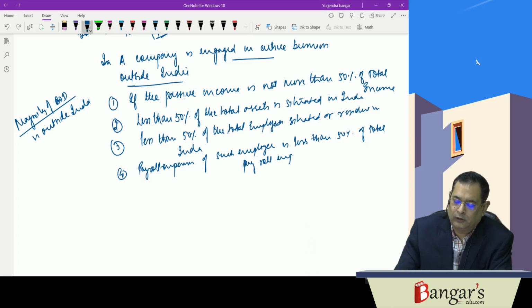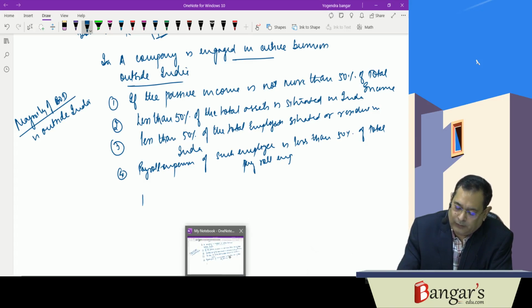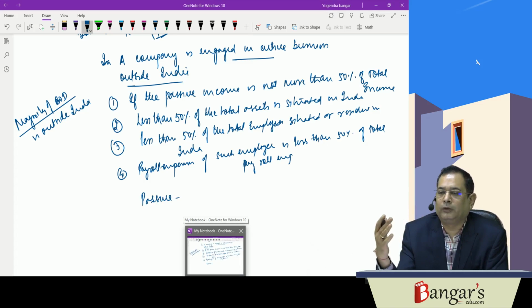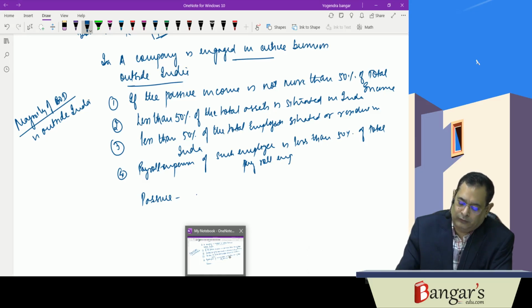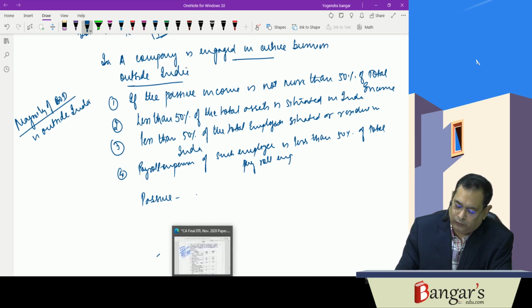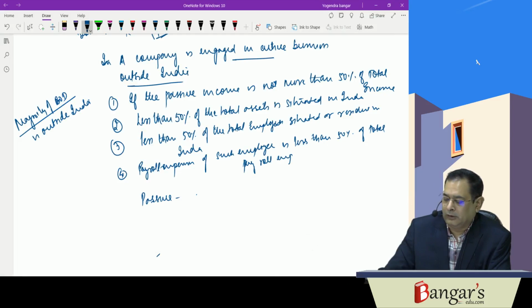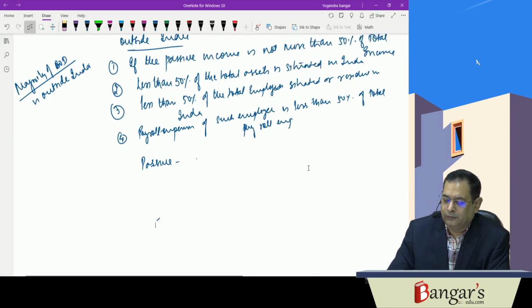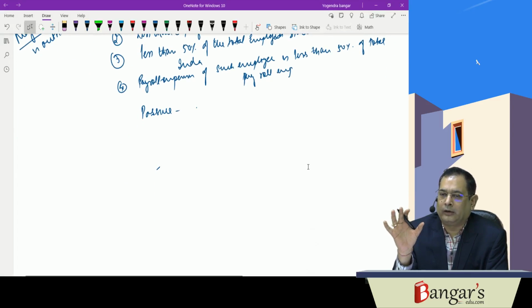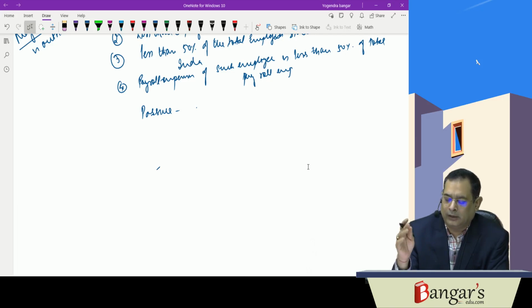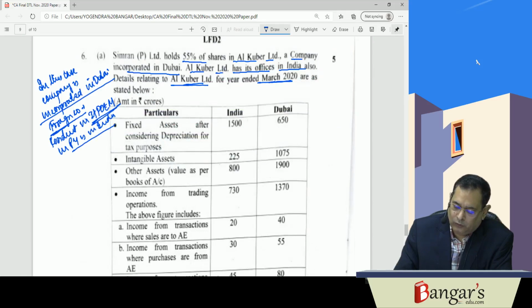Now, first of all, look at what passive income is. When purchases are made from the associated enterprise and goods are sold to the associated enterprise, when both purchases and sales are with the associated enterprise, that circumstance is known as passive income. Rental income, interest income other than of a banking company, and dividend income also come under the ambit of passive income. So first, we'll look at the income criteria test.